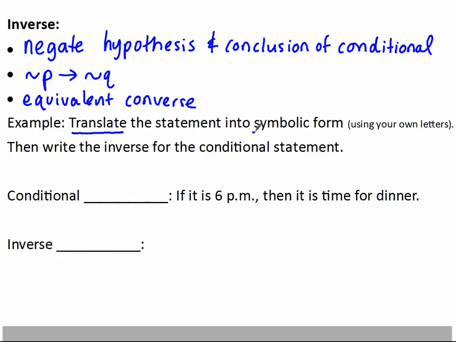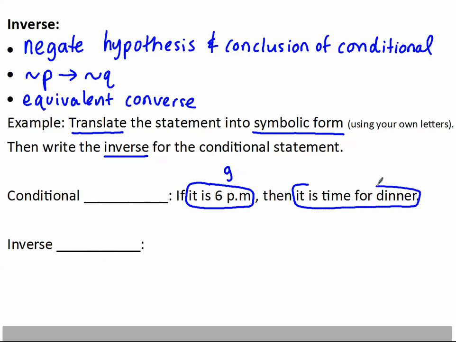Translate the statement into symbolic form. Then write the inverse for the conditional statement. If it is 6 p.m., then it is time for dinner. Well, if we call the hypothesis G and the conclusion H, the symbolic notation would be G arrow H. Changing it to the inverse keeps it in this order but negates it. Squiggly G or not G, then not H, like that.